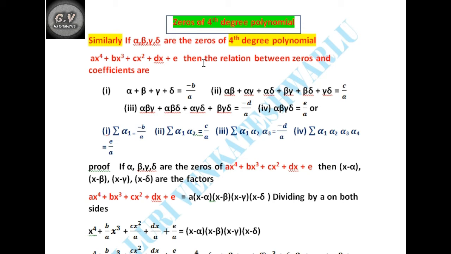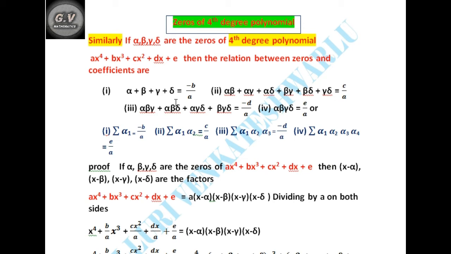Here we are going to derive these relations. The first condition: the sum of zeros is equal to minus b by a. The sum of all the possibilities of the product of two zeros is c by a. The sum of all the possibilities of the product of three zeros is minus d by a. And the product of four zeros is e by a.